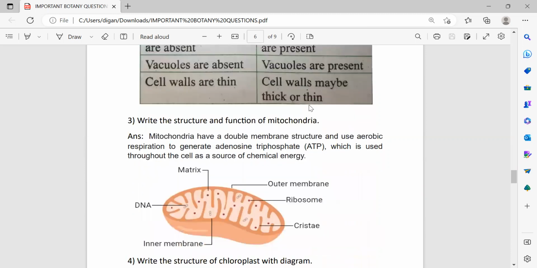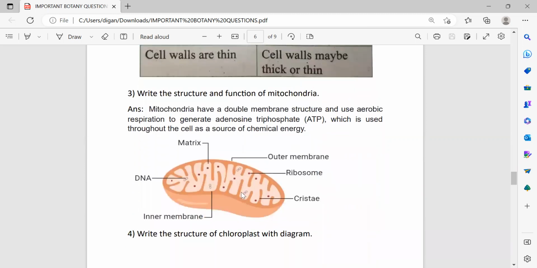Write the structure and function of mitochondria. You know that mitochondria is known as the powerhouse of the cell. So this is the structure and function of mitochondria, which is one of the main important organelles of our cell.